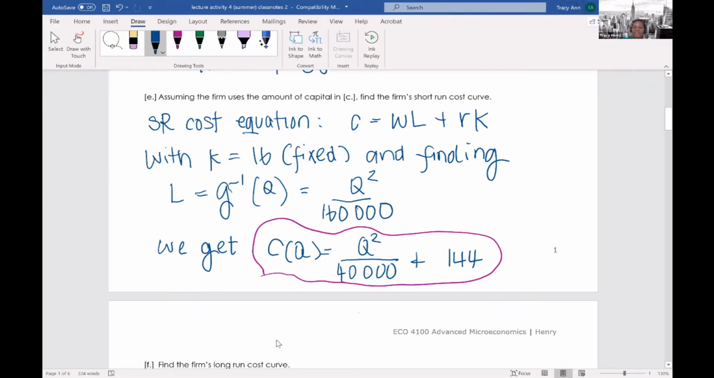So actually, our labor function is Q squared over, no, now you ask. That was a typo. So our labor function, L is equal to Q squared over 160,000. When we have L equal to Q squared over 160,000, then we can substitute that into the cost equation and then solve for our cost function. So that's how we get our answer.